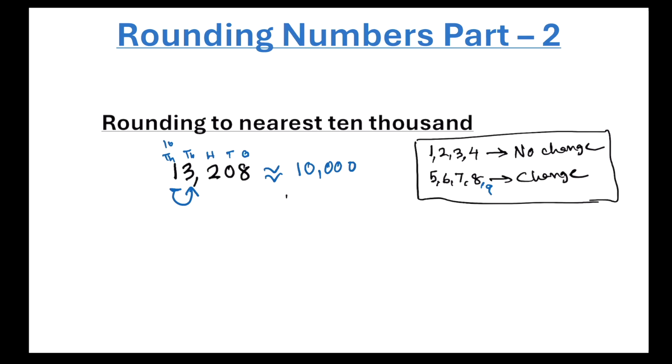Let's do the number line. This is a 10,000 number line. This is 10,000, 20,000, in between 15,000. So 13,208 will be somewhere between here. So 13,208, the nearest 10,000 will be 10,000. Let's move on to the next part.